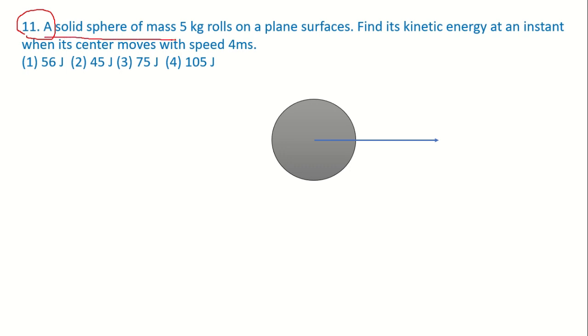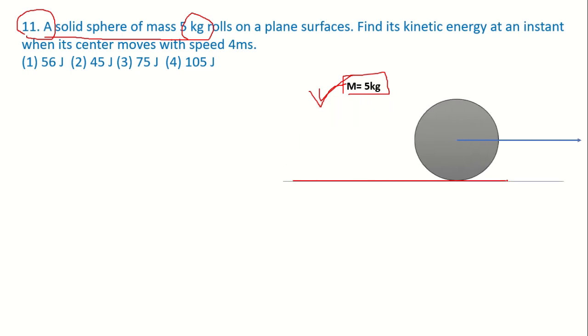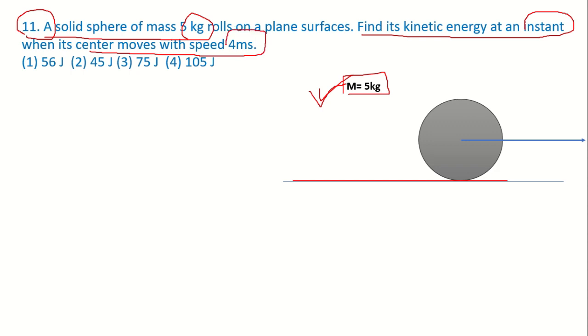A solid sphere of mass 5 kgs rolls on a plane surface. It means that this is rolling on a plane surface like this. Now we have to find the kinetic energy at an instant when the center moves with speed 4 meters per second. If the center of this sphere, that is this point, is moving with speed of 4 meters per second, we have to find the kinetic energy.